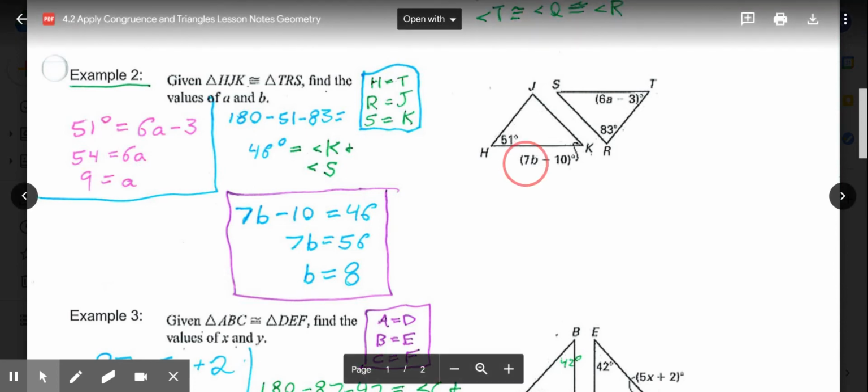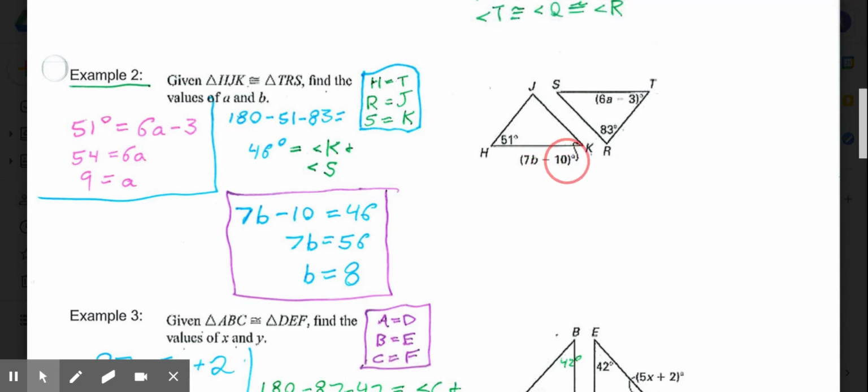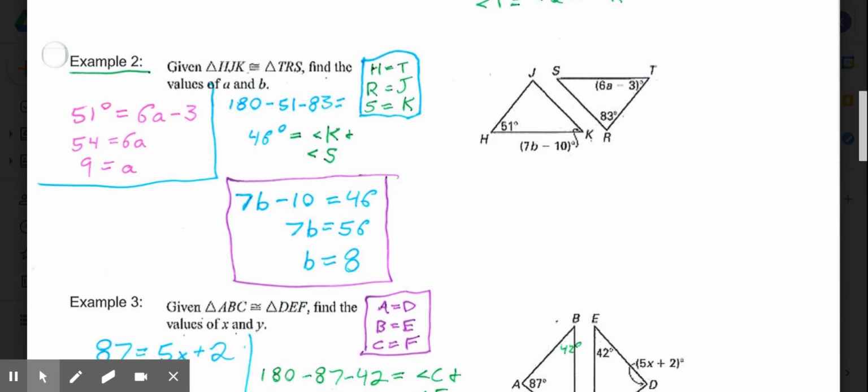So then I can just take this info, 7b minus 10, and set it equal to 46 degrees. Add the 10, divide by 7, and b would equal 8.